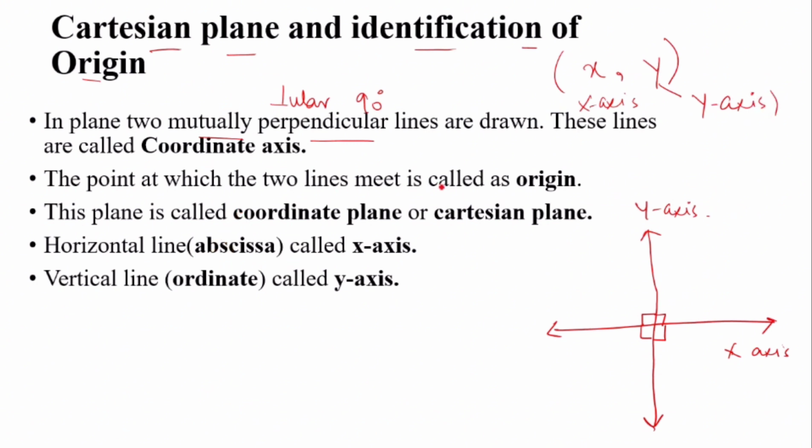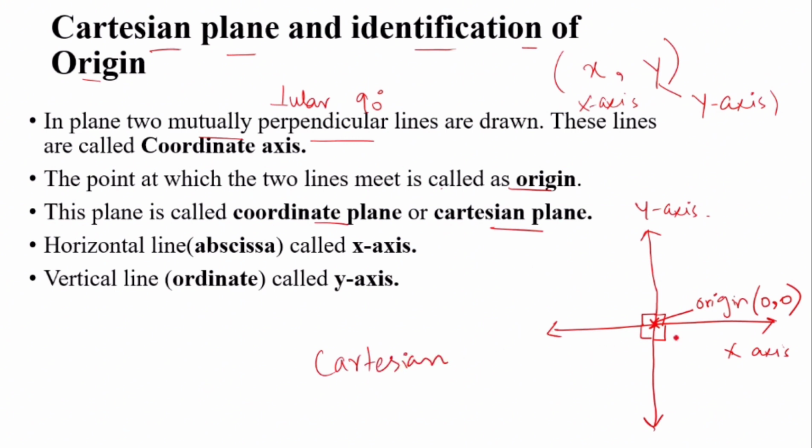The point at which two lines meet is called the origin. The point at which these two lines meet is the origin. And at the origin, the x value is 0 and the y value is also 0. This plane is called the coordinate plane, or we can say this is a Cartesian plane. This is all the Cartesian plane.